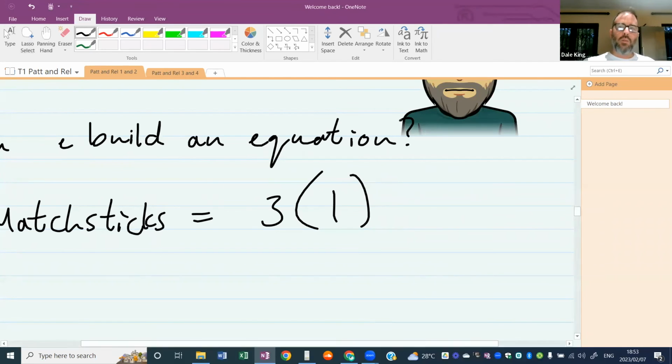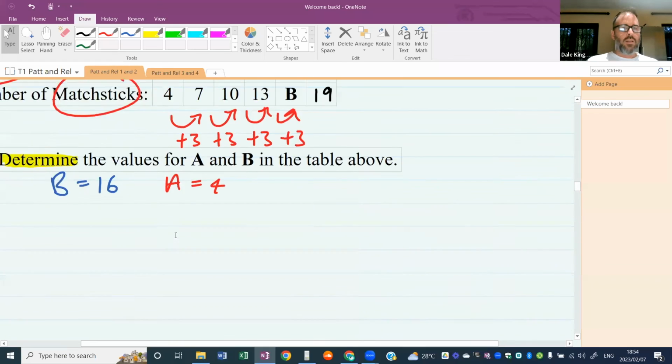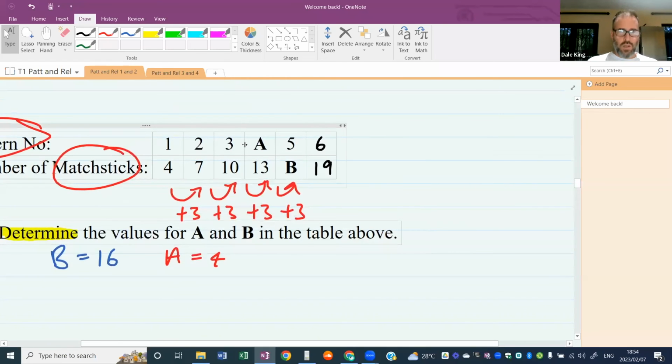All right, we need to add 1 to this. Okay, so put a +1 here. Let's test it. If the pattern number is 1, 1 times 3 is 3, plus 1 is 4. That is what we should get. Let's test it with pattern number 2. What's 2 times 3? 6, plus 1 is 7. Yes, it works. Let's try pattern number 5.